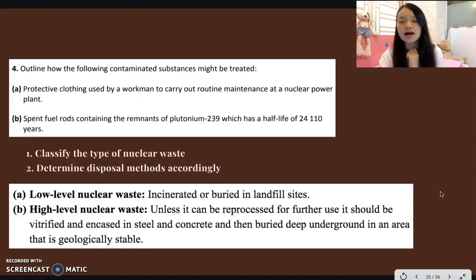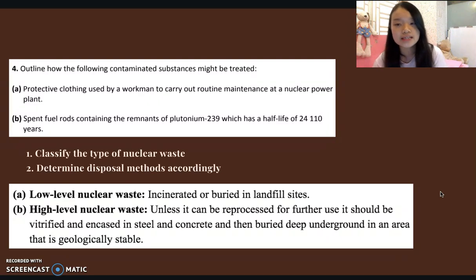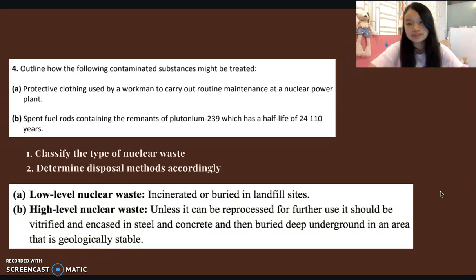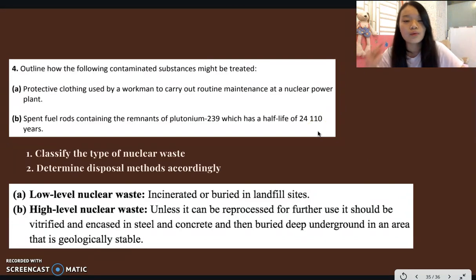Next, I'll look at another question, which is to outline how the following contaminated substances might be treated. Substance A, protective clothing used by a workman to carry out routine maintenance at a nuclear power plant. And substance B, spent fuel rods containing the remnants of plutonium-239, which has a half-life of 24,110 years.